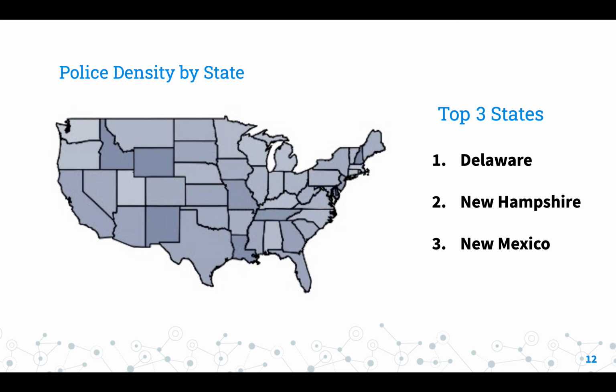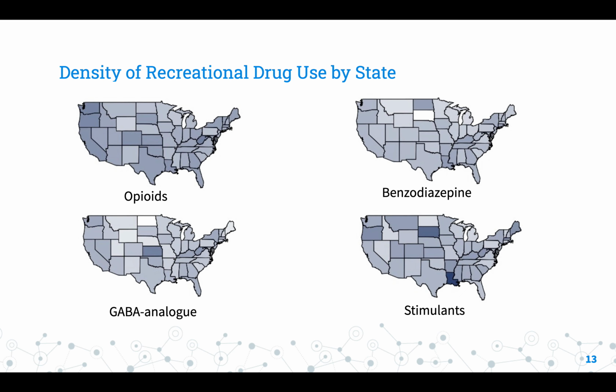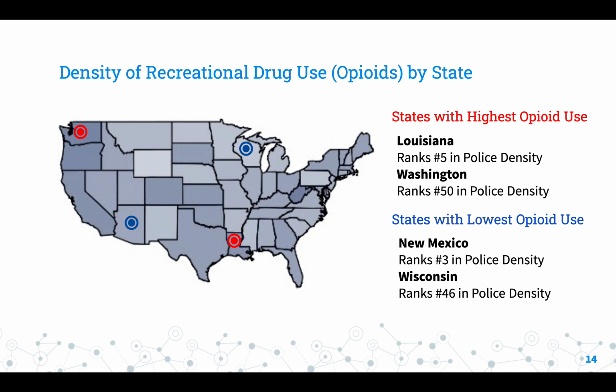We now move forward to our choropleth maps. This first one is police density by state, and top 3 states were Delaware, New Hampshire, and New Mexico. Density of recreational drug usage by state is displayed here for opioids, benzos, GABA, and stimulants. The density of recreational drug use, specifically opioids by states, is displayed in this map.